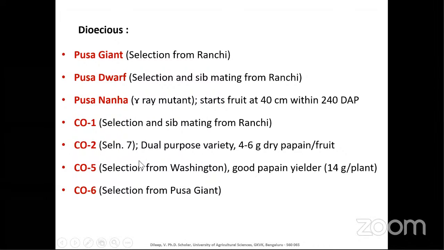Even though Co5 is a very good papain yielder, the predominantly grown variety for papain is actually Co2. Why? Because it is a dual purpose variety. If there is a probability of a low price in the market for the fruit, they will end up using it for the production of papain only. Otherwise they will let the fruits ripen and harvest them for the markets. So Co2, Co5 and Co6, you have to remember for papain production.